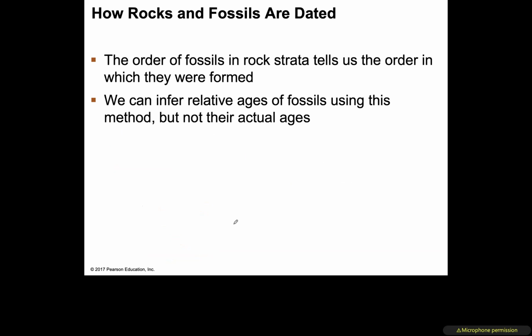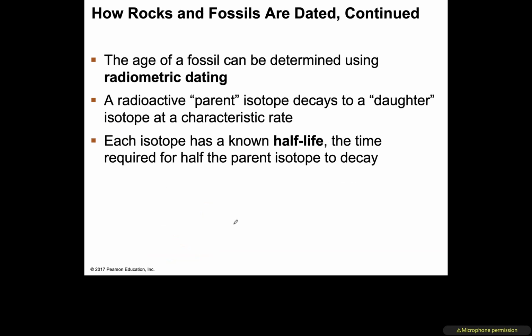So the order of fossils in a rock strata is going to tell you the order in which they were formed. Okay, so they can figure out the ages of the fossils using this method, but you can't get the exact ages. It's actually going to be estimates. And so we use something called radiometric dating. And if you had Bio 111, you got to hear about radiometric dating and the half-life of carbon, because carbon-12 is very stable. Okay.